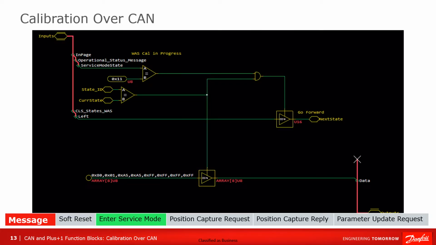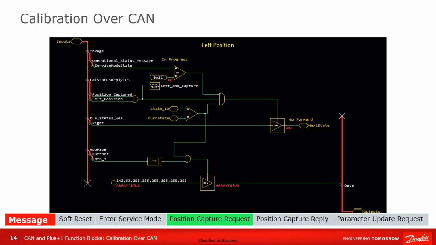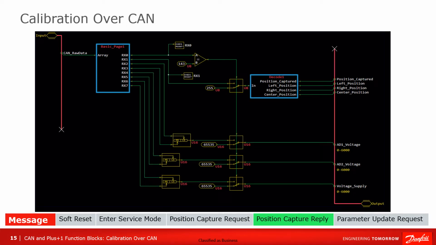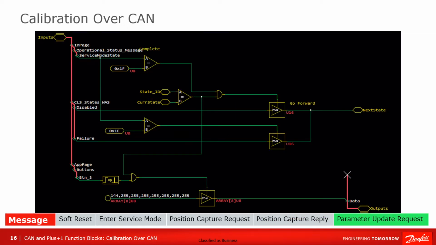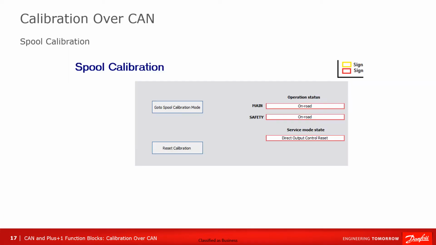First, the enter service mode request must be sent. Once in WAS calibration mode, the user will be prompted to capture the left, right, and center wheel angles using a button. The captured positions and status can be read from the position capture reply. Once all the positions are captured, the user must accept and save using a button to send the parameter update request.